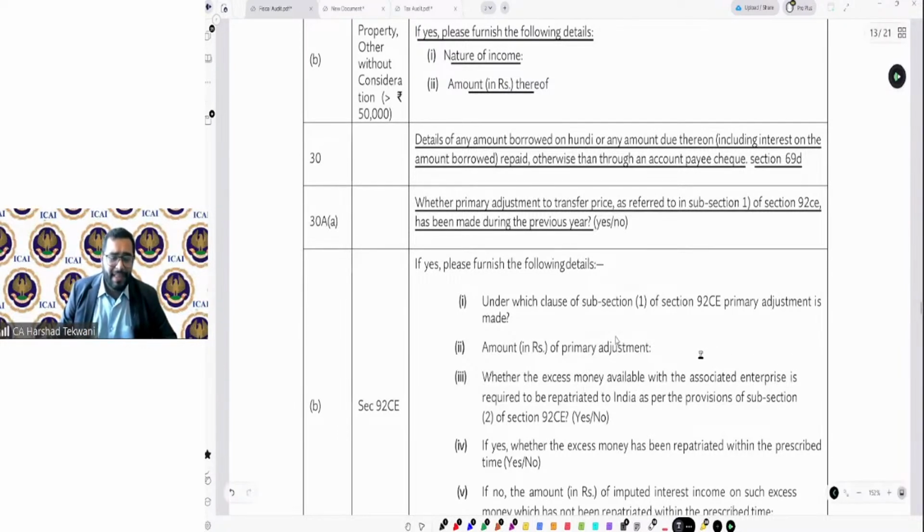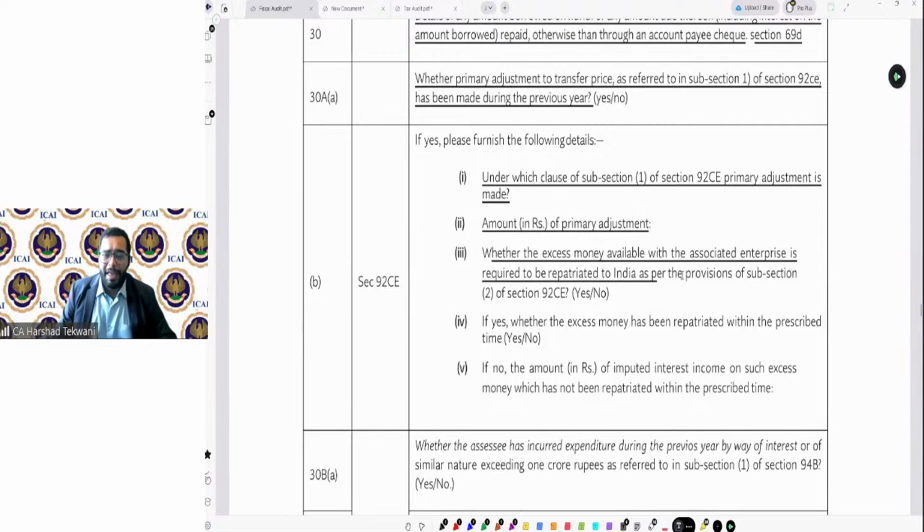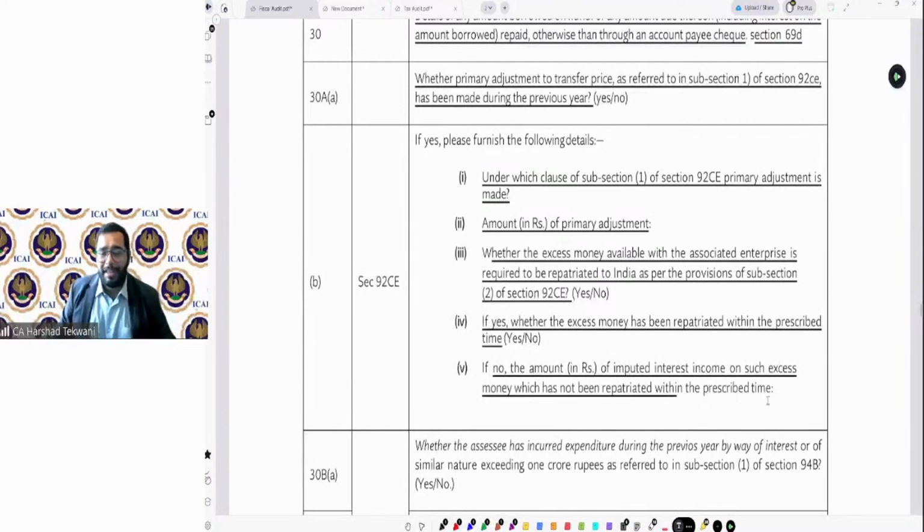If yes, that has been made, then under which clause of subsection 1 of 92CE the primary adjustment is made, and the amount of primary adjustment. Then whether the excess money available with the associated person is required to be repatriated to India as per the provisions of subsection 2 of 92CE. If yes, whether the excess money has been repatriated within the prescribed time. If no, the amount of imputed interest income on such excess money which has not been repatriated within the prescribed time. That is the detail that you need to provide.